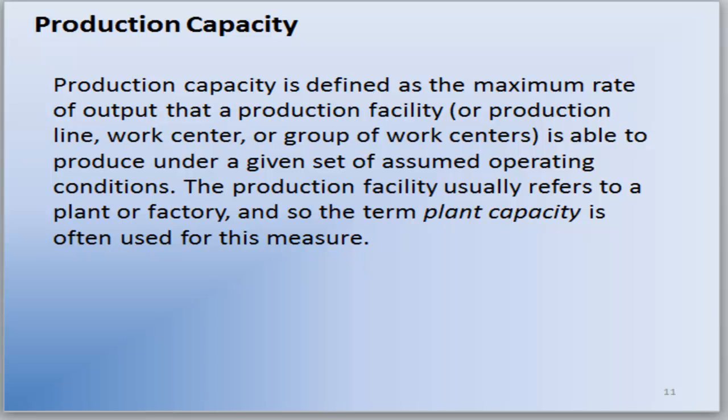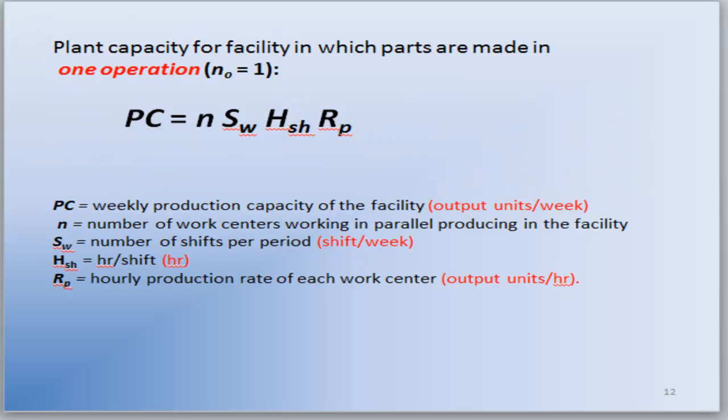I already discussed production capacity in the previous session. Production capacity is defined as the maximum rate of output that a production facility is able to produce under a given set of assumed operating conditions. The production facility usually refers to a plant or factory, and so the term plant capacity is often used for this measure. The assumed operating conditions refer to the number of shifts per day, one shift or two shifts or three shifts, and so on, and also the number of days in the week or month that the plant operates.